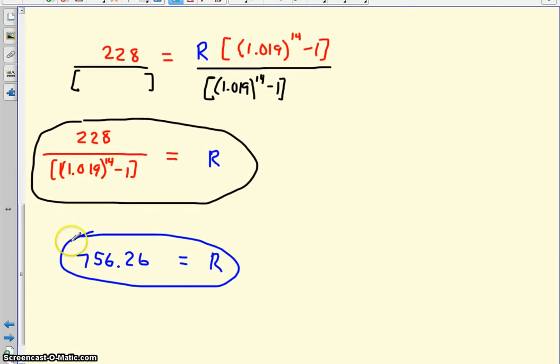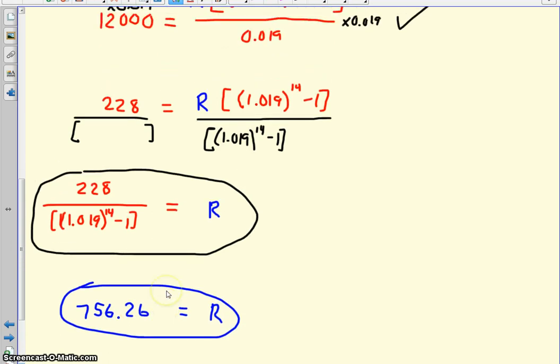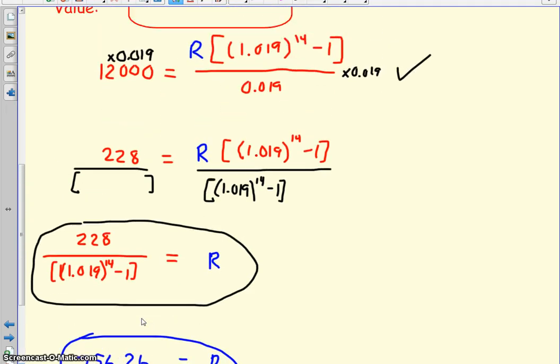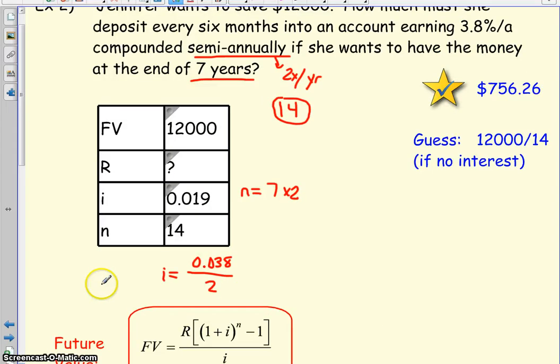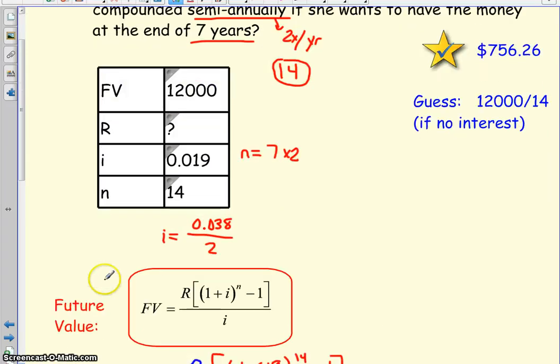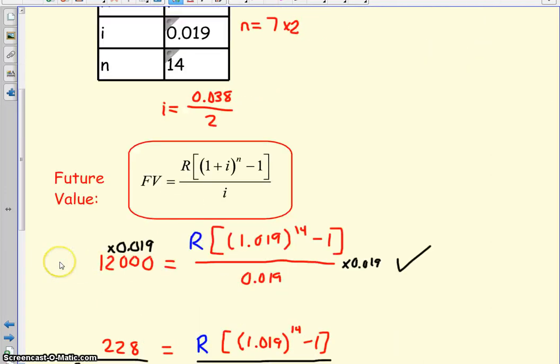And again, running all this through a calculator, you should get $756.26. So what that means is, if she invests that amount twice a year for 7 years, she'll wind up with the $12,000 she needs at the end of 7 years. So that's a typical type of problem you might run into in terms of annuities.